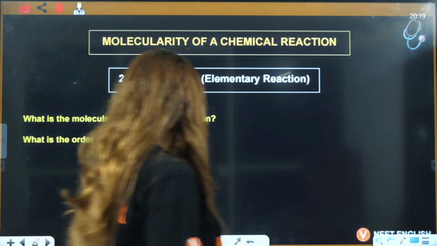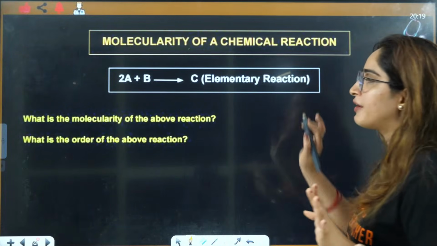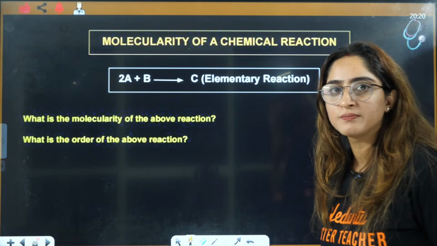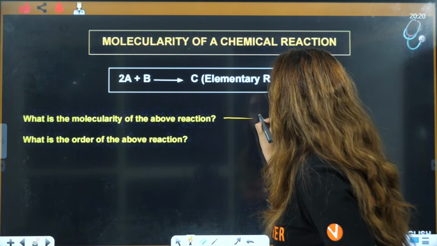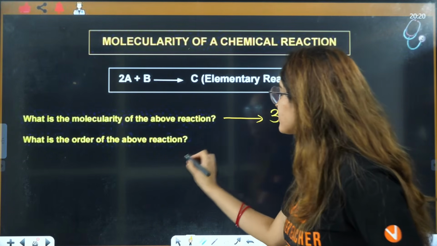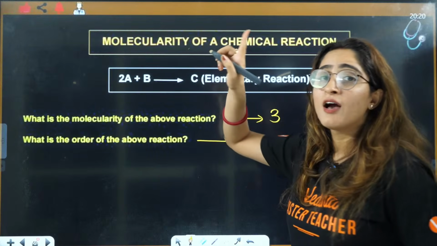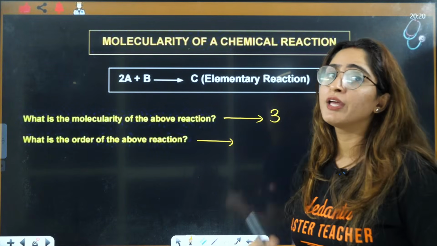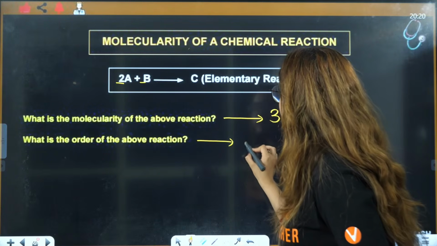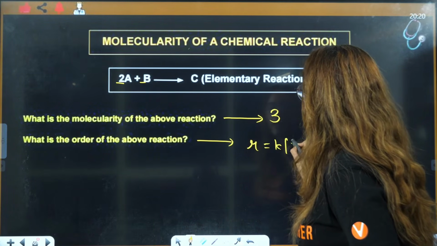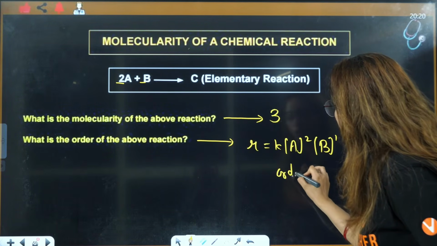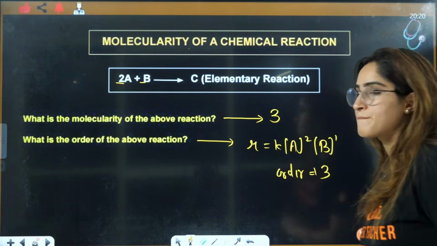Now, this is defined for an elementary reaction. What is the molecularity of the above reaction? Molecularity is 3, three species are colliding. What is the order of the above reaction? For an elementary reaction, the rate is R equals K, A raised to power 2, B raised to power 1. So order will be 2 plus 1, which is also 3, right?